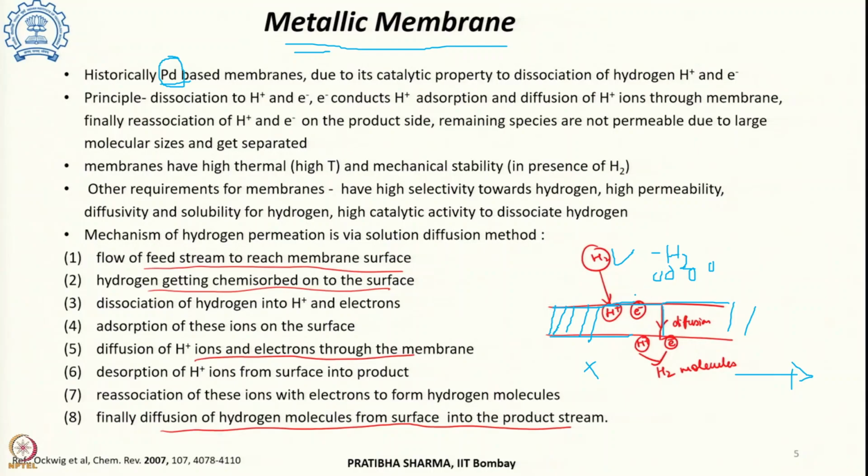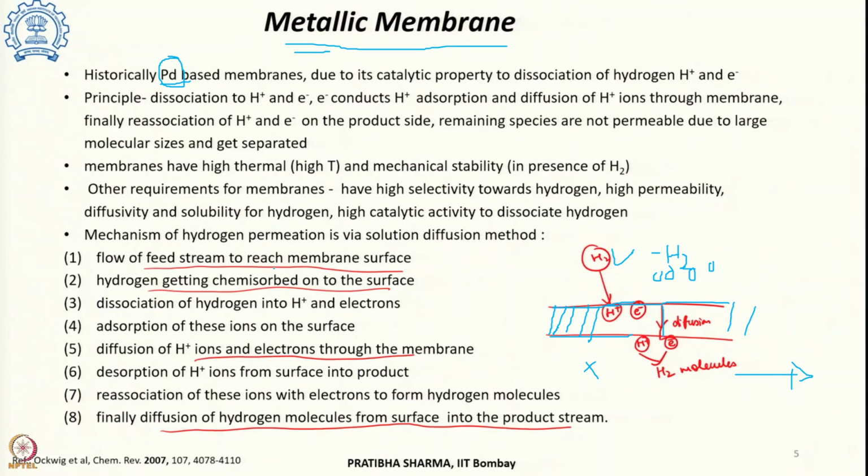First it will absorb, technically the term is chemisorption. Okay, it will absorb and dissociate into H plus and electron, then it will diffuse through the material, and then again it will recombine. Okay, this is the metallic membrane process.